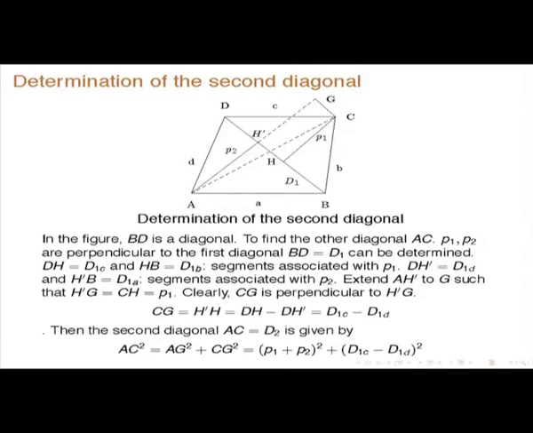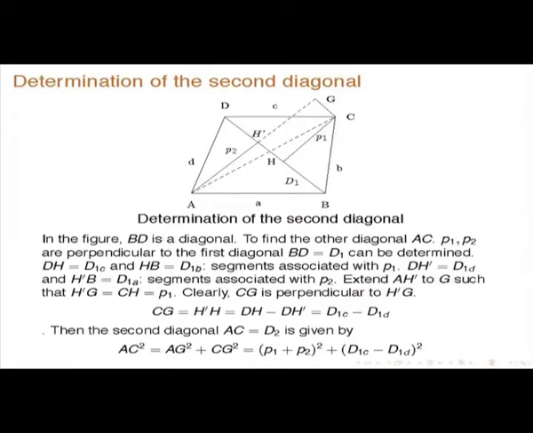So, given the diagonal, you drop perpendiculars on this from A and C. Then you see this DH prime and H prime B in this triangle. DH prime and H prime B are the segments, and P2 is the perpendicular. Similarly, with the same base in this triangle BCD, P1 is the perpendicular, and now DH and HB are the segments.